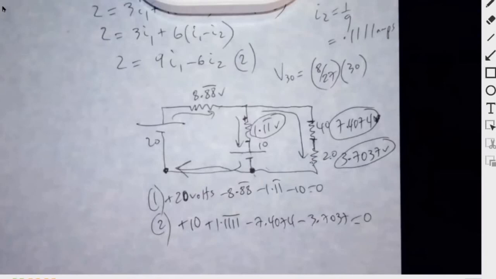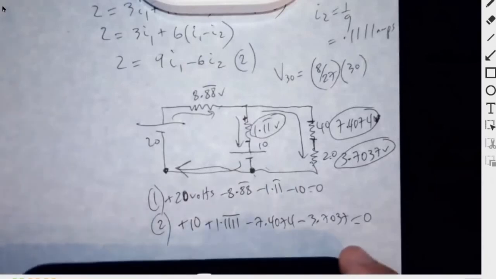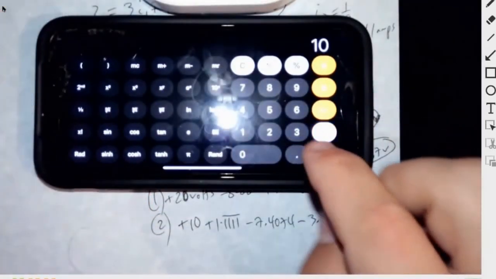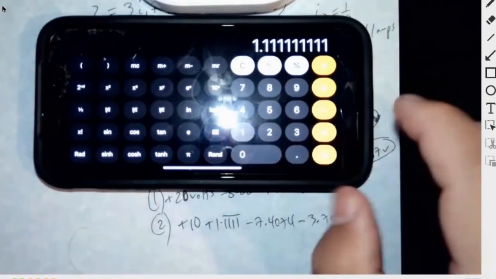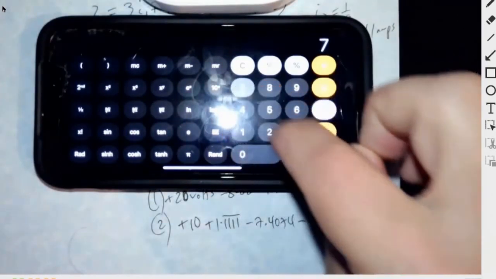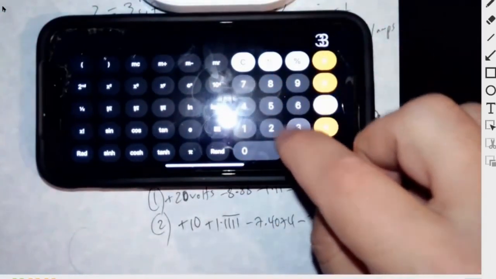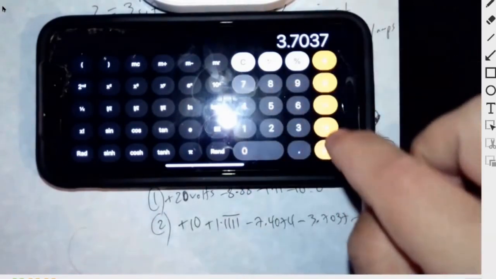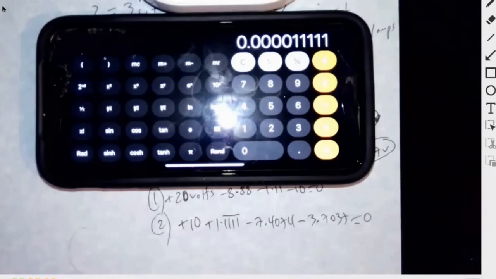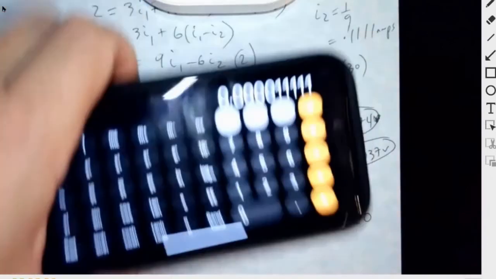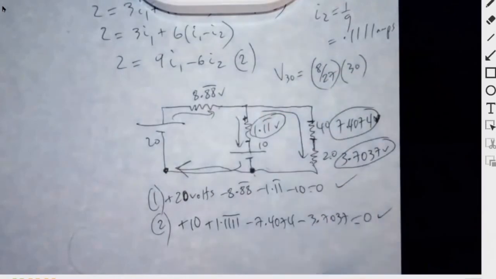So if you did it right, all the voltage gains and losses should be 0 in any loop. So 10 plus 1.111111 minus 7.4074 minus 3.7037. That's it. Yeah, pretty much 0. Cool. So that checks out. You can do any loop that you want. You could even do the big loop, and that should also be 0.